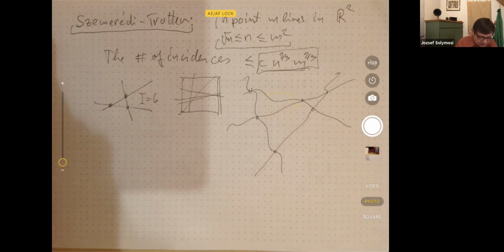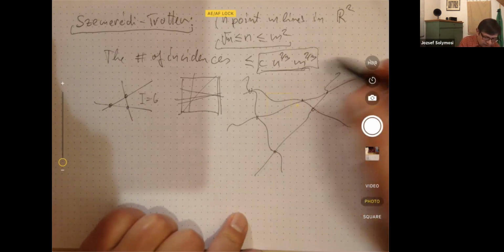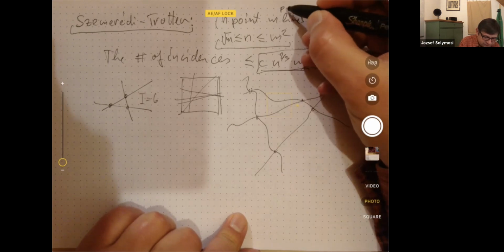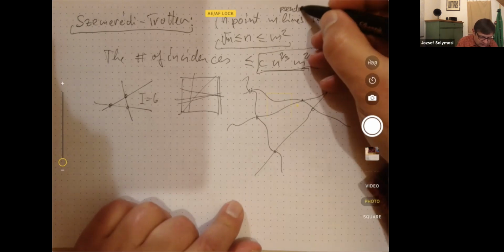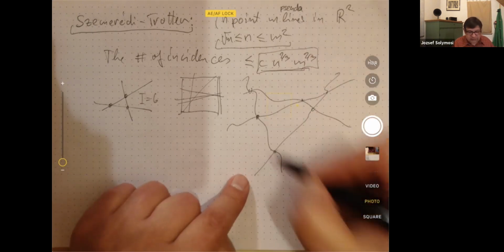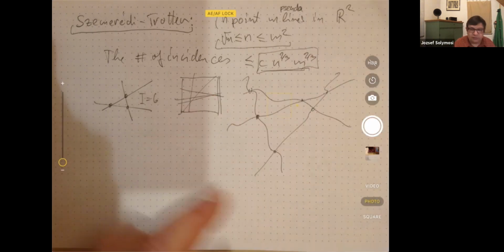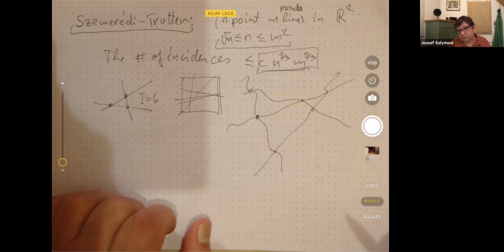But again, what is the theorem? If we have n points and m pseudo lines, then the number of incidences between those pseudo lines and points is not more than n to the 2/3 times m to the 2/3. Okay?